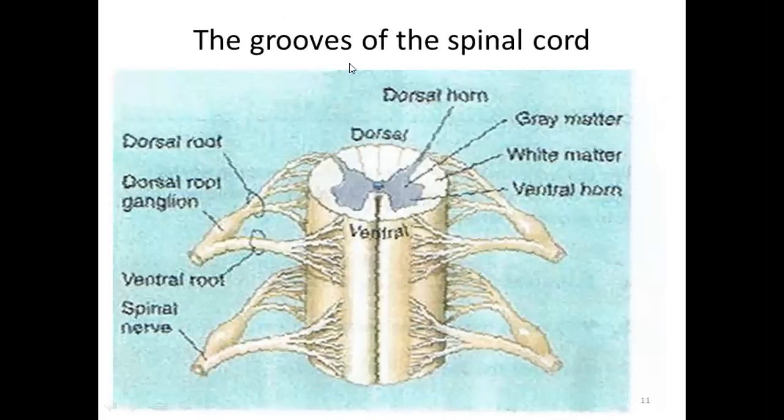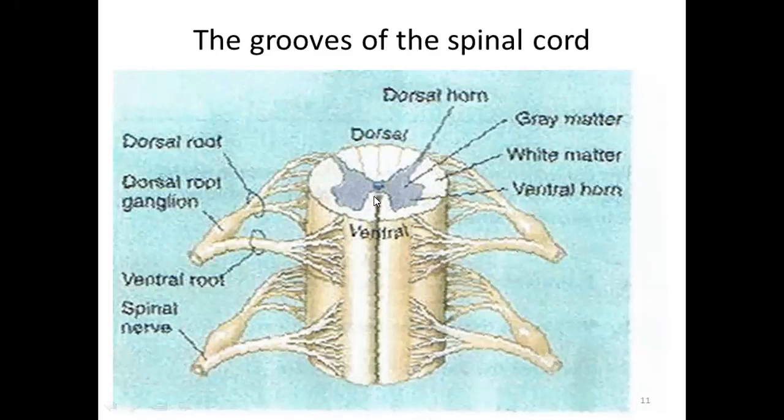Now we will discuss grooves of the spinal cord. If we look to the spinal cord, we find its outer surface is not smooth. It shows grooves. The grooves are called sulcus, sulci. If we take a transverse section of the spinal cord, we will find here a deep groove or a deep sulcus, here a deep groove or a deep sulcus.